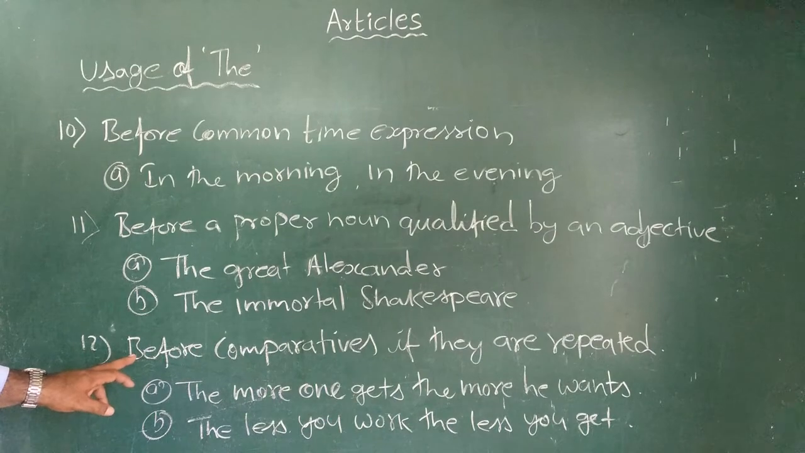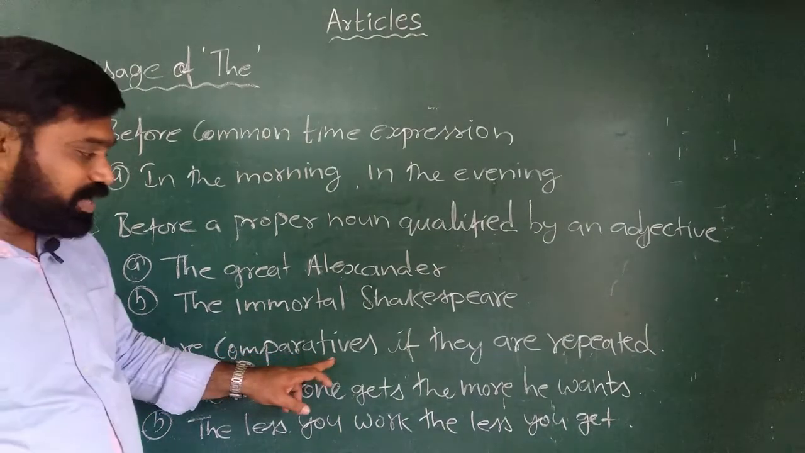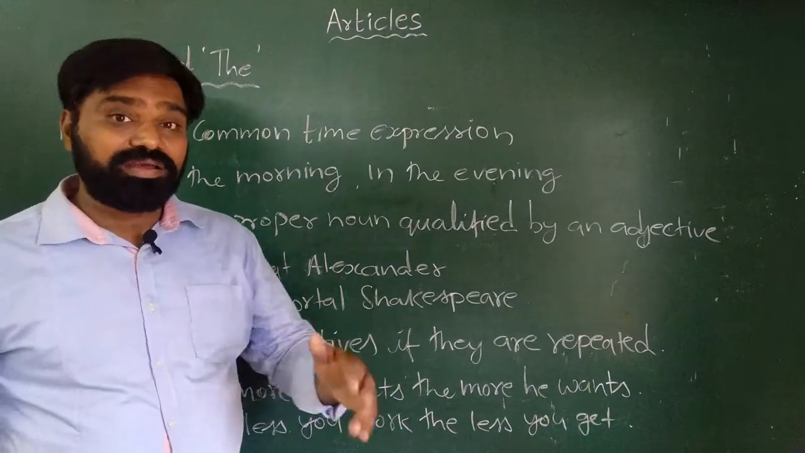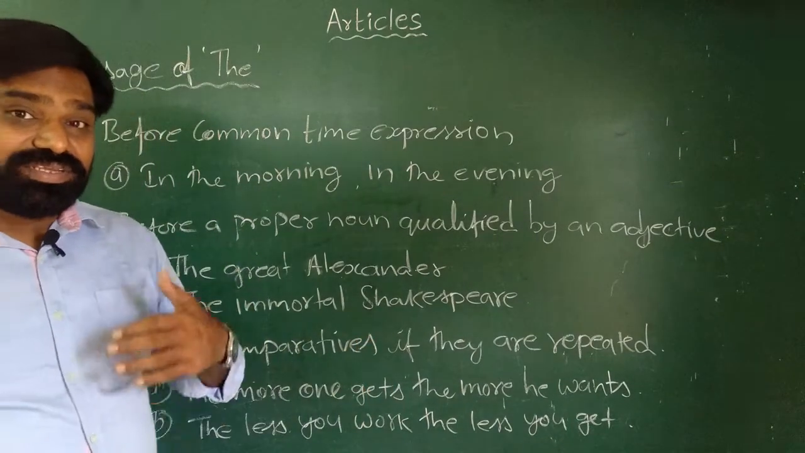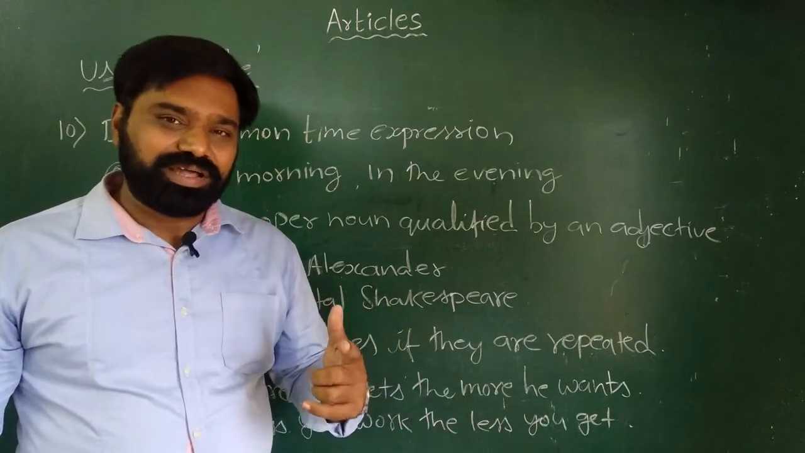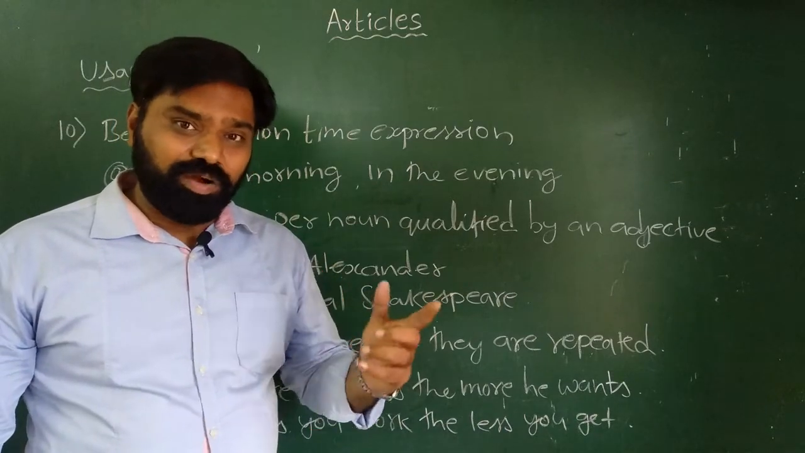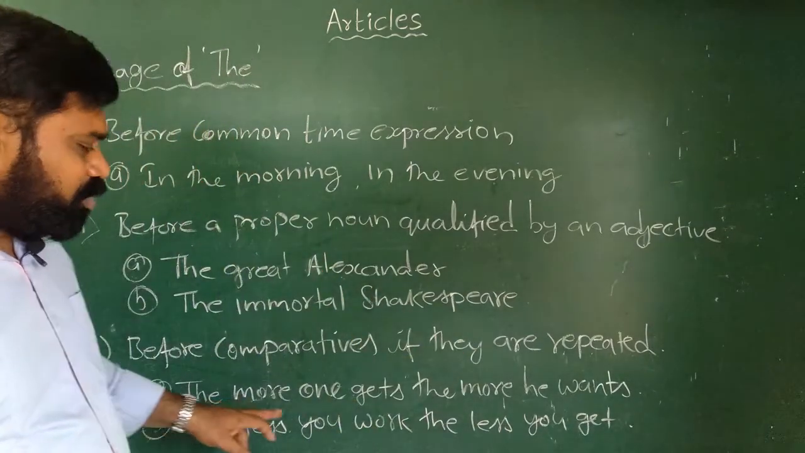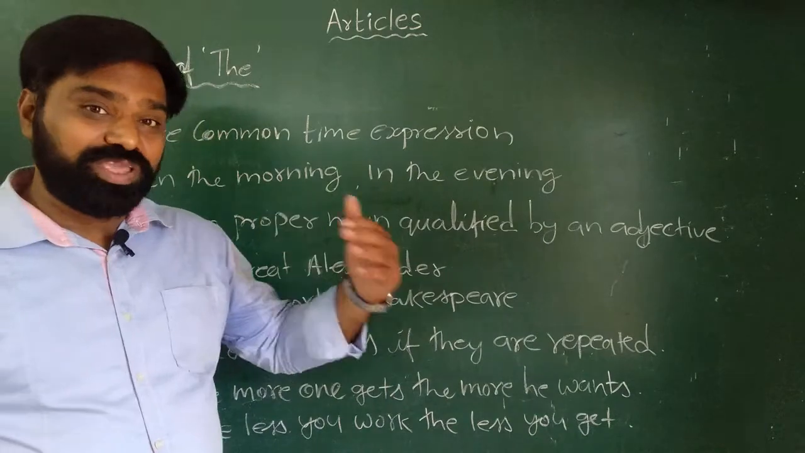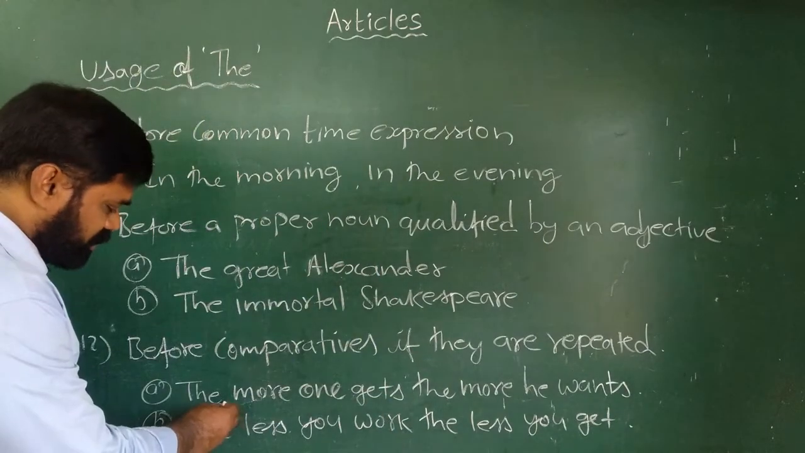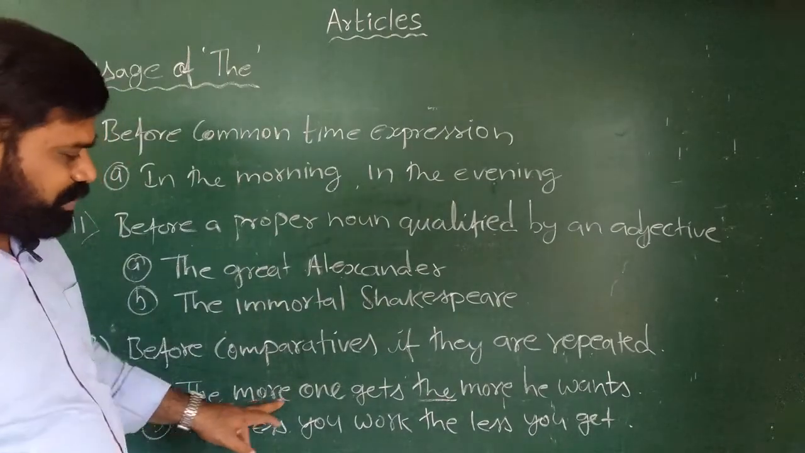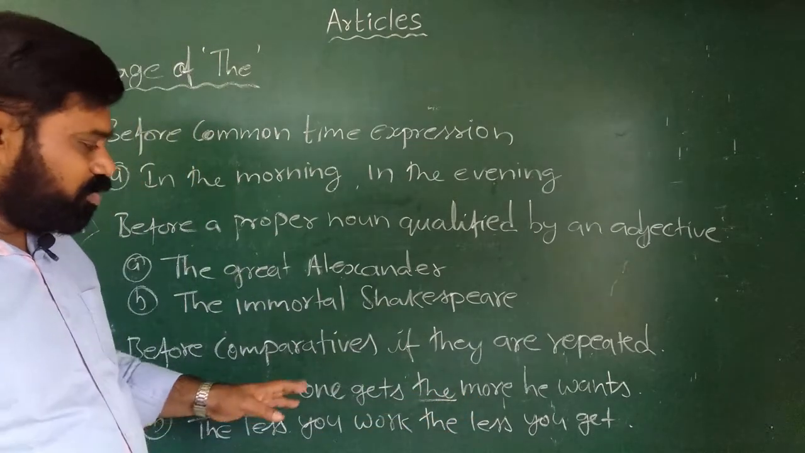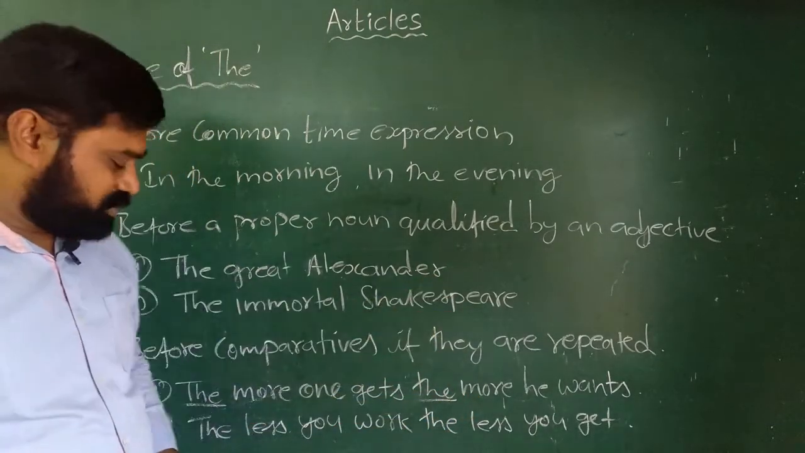We can use the article the before comparatives if they are repeated. When we are comparing, and if the comparison is repeated, we can use the article the. How? Let us see it. The more one gets, the more he wants. Here the and the are again repeated because the comparison is repeated. The more one gets, the more he wants.